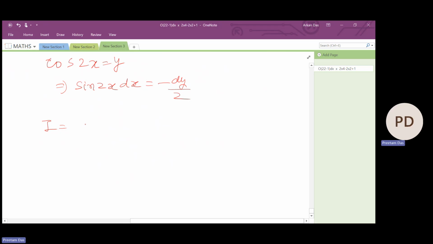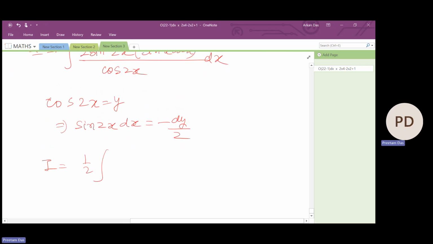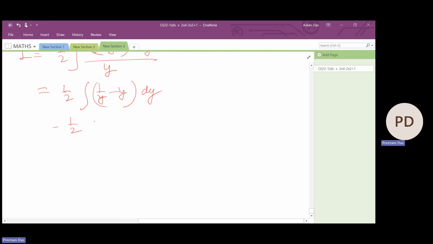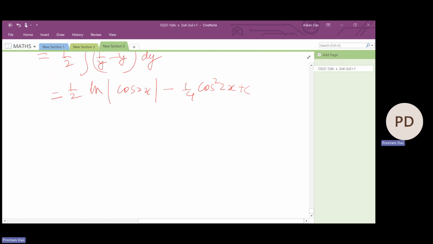What is I? It will become half integration. Sine square 2x is there, and we have to express it in cos: 1 minus y square. This becomes dy and then y. So half integration of 1 by y minus y dy. So ln for the first part and y square by 2 for the second part. So half ln mod cos 2x by 4 cos square 2x plus c. Which option matches? None of them. None of them even have the ln. So D.